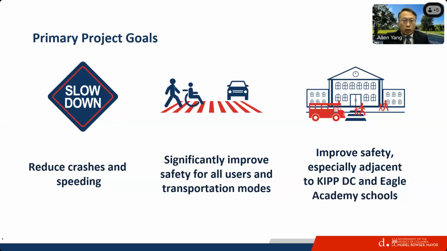The primary project goals. This corridor has been a corridor with a speeding problem and with high crash numbers. That's number one goal. We're addressing the safety and speeding problem. Number two is to significantly improve safety for all the users and all the transportation modes, including vehicles, pedestrians, buses, all the users of this infrastructure. Also, we are to improve safety, especially adjacent to the two schools, TDC to the west of the corridor, and Eagle Academy to the east of the corridor.